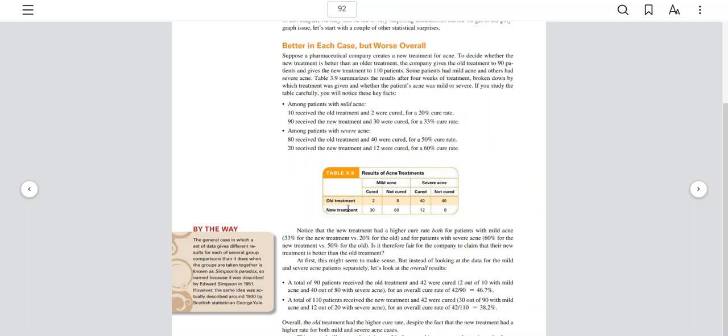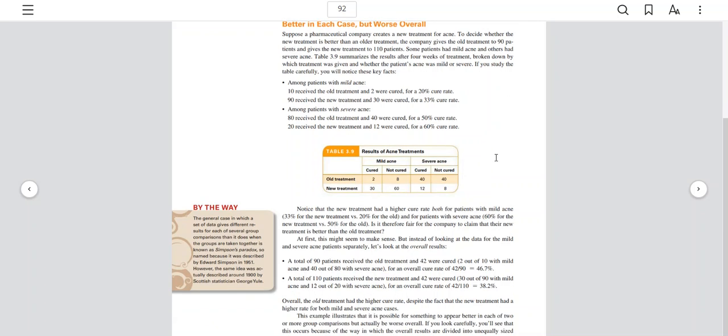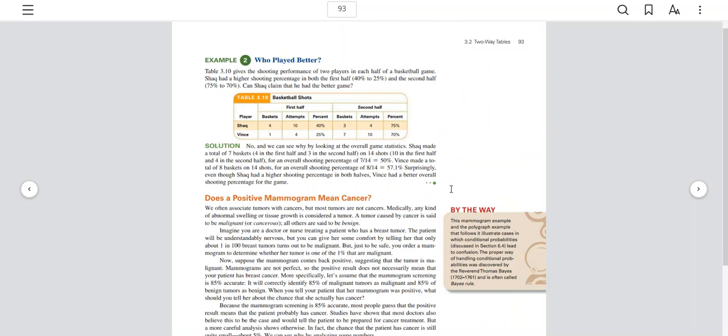So this is showing that you can further break down these contingency tables into more than two different types of groupings. Again, we have the rate of severity of treatment, whether they were cured or not, and then the type of treatment that they had. So we have three different things we're talking about and comparing. And then they show another example here you can look at. But let's go ahead and move on.